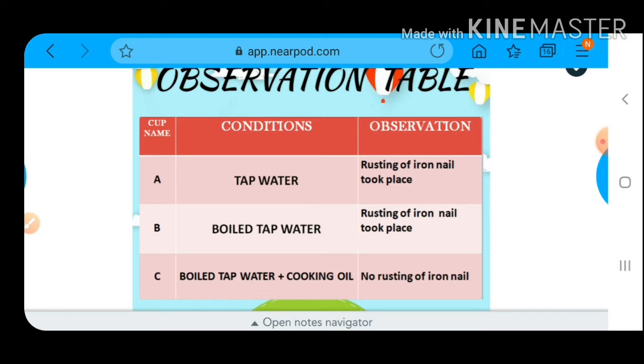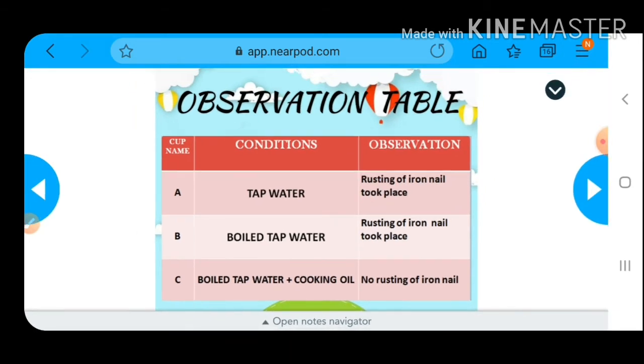And what was the observation of that? That no rusting took place. Okay, so this is the observation table that we can make after the experiment.